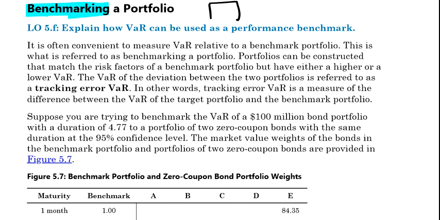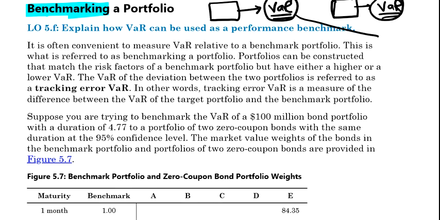We have a portfolio, and for that portfolio we will try to calculate the VAR. Okay. Clear? As well as we will be having a benchmark VAR. Now we will try to find the difference between the VAR of my benchmark and the VAR of my portfolio, and the difference between the VAR of the portfolio and the benchmark is known as the tracking error VAR. Clear? This is what we need to calculate.